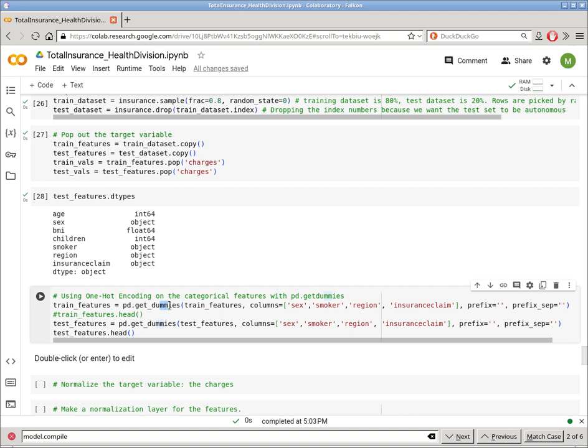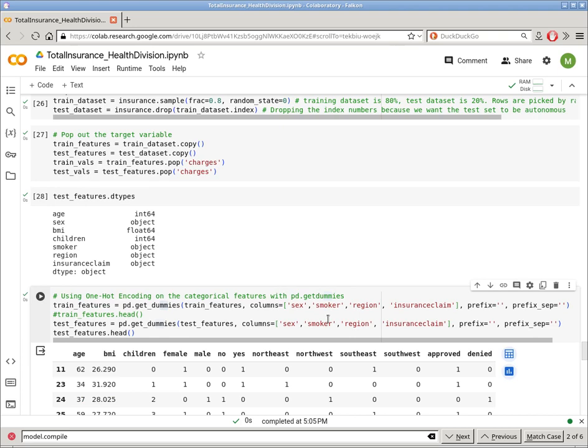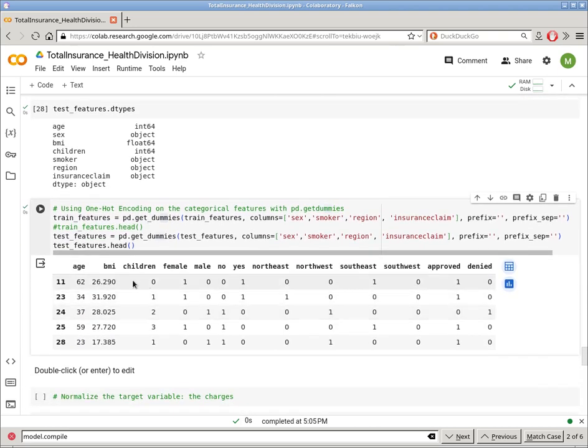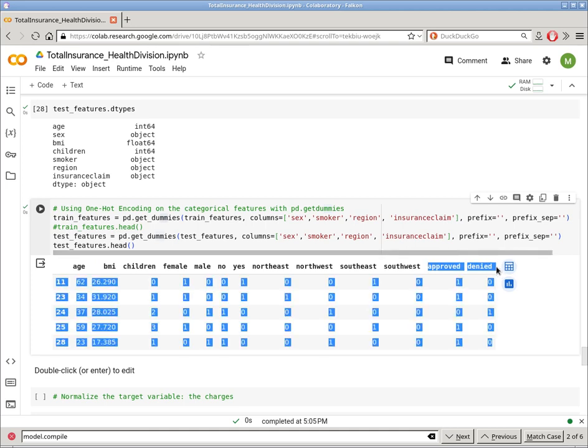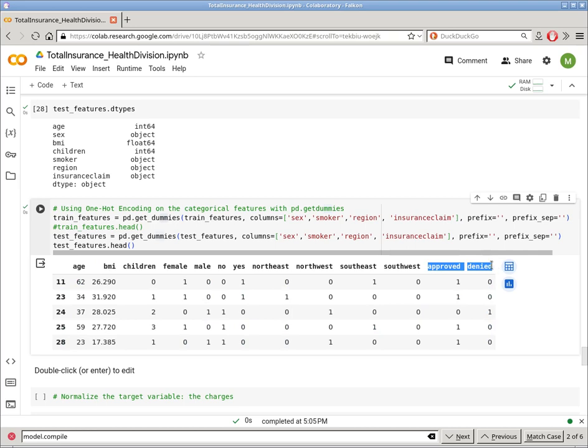This will convert it into one hot. So I copied those cells down here. I added insurance claim as a feature which needs to be converted to one hot. And now let's take a look at what that looks like. All is the same except that charges is missing, and then here is the insurance claim feature which has now been added.